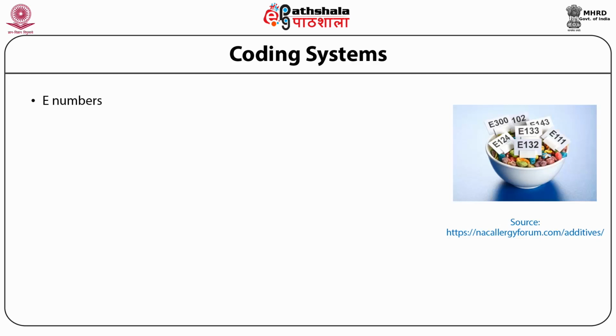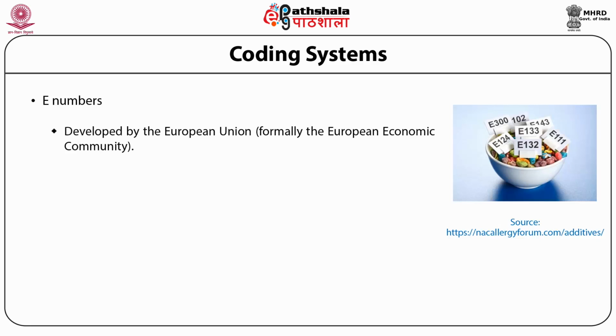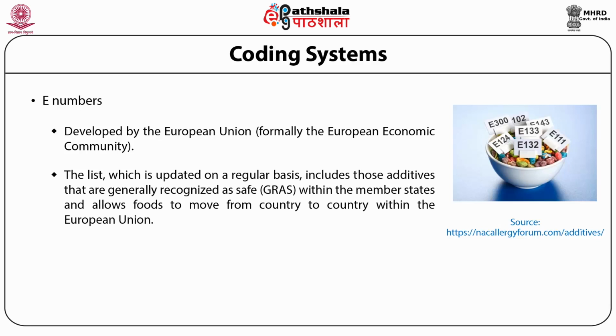For this purpose, E-numbers for coding a particular food additive, especially for the purpose of labeling that additive, have been evolved and developed by the European Union, which is formerly the European Economic Community. Here, they made a list which is updated on a regular basis and it includes those additives that are generally recognized as safe, that is GRAS certified, within the member states of the European countries, and allows foods to move from country to country within the European Union. Very important, nutrients are not included in the E system.